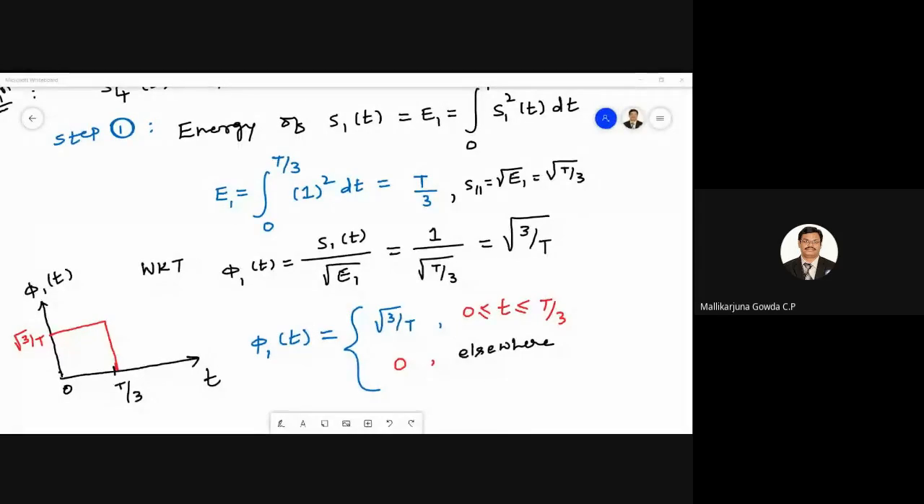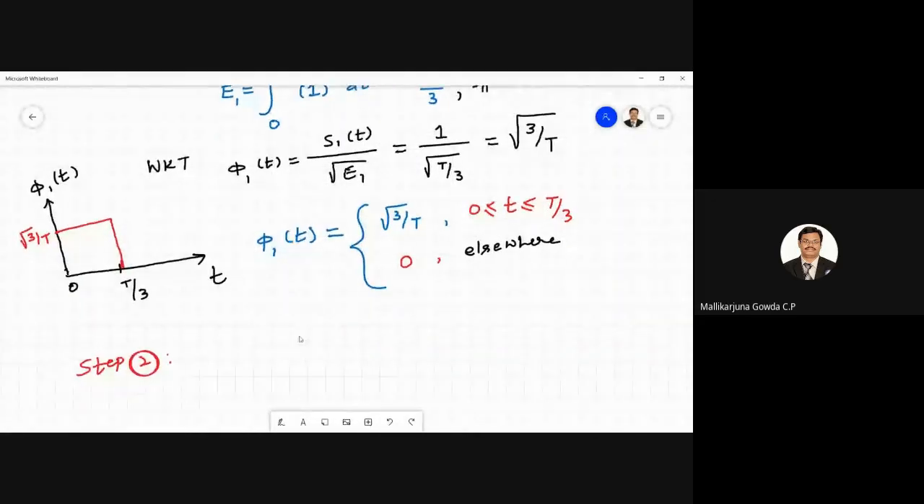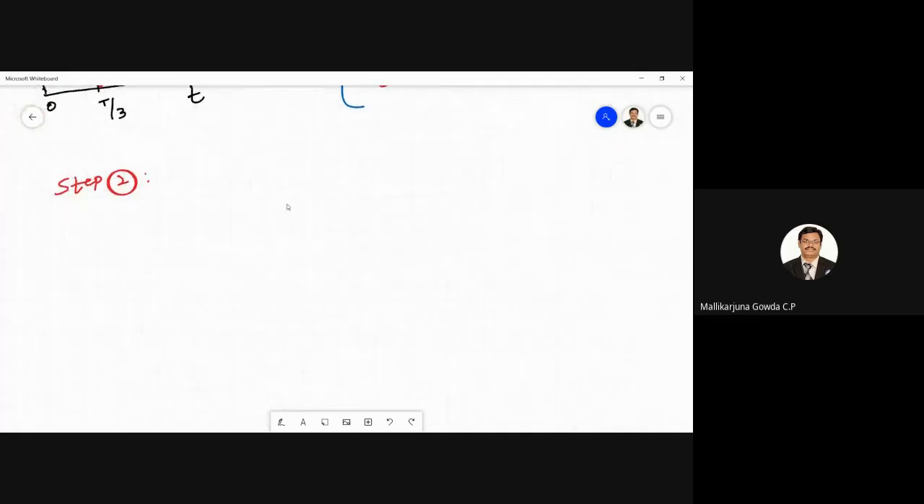So the next step is we need to find out phi 2 of t, right? For finding that, I said we write an intermediate signal. What is that intermediate signal I used to write? That is G2 of t. First, let me write that G2 of t.